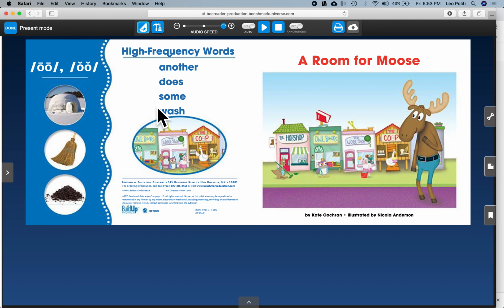But let's just go over the pictures and the sound spelling card patterns. Okay, so you can repeat after me. Igloo or igloo. Some people say igloo or igloo. Okay, then we have broom. And then we have, I think this is soot.